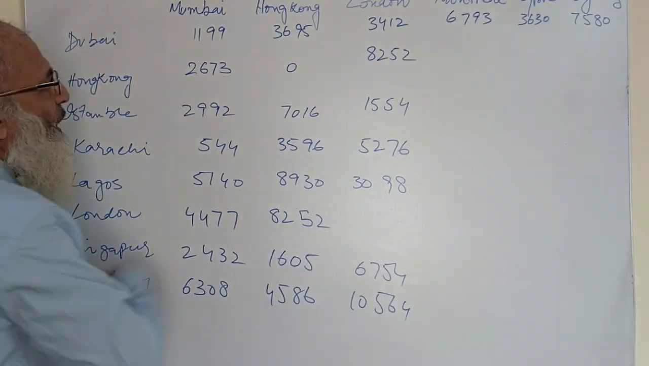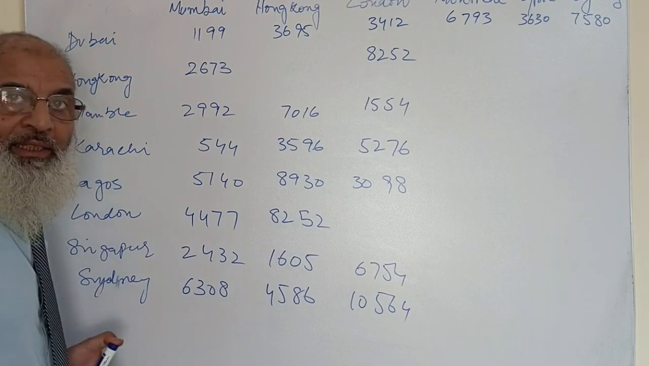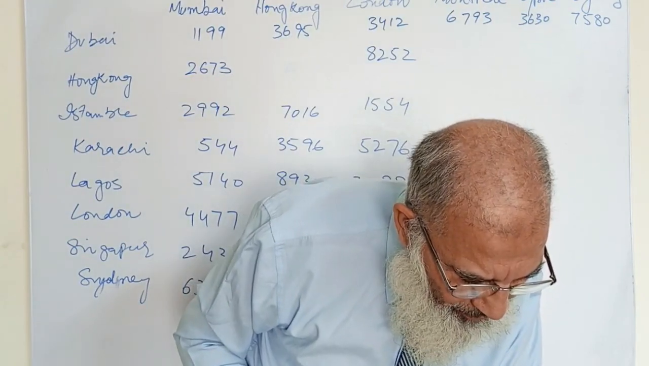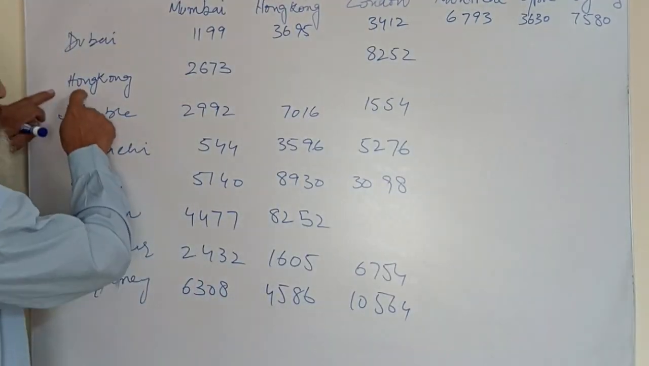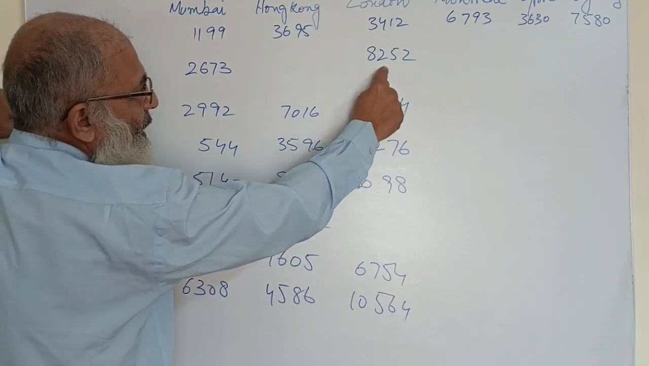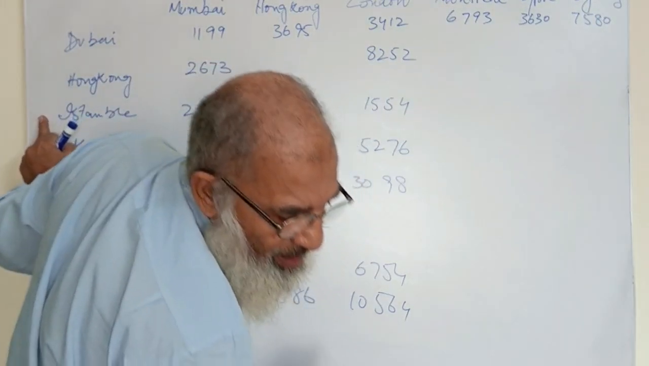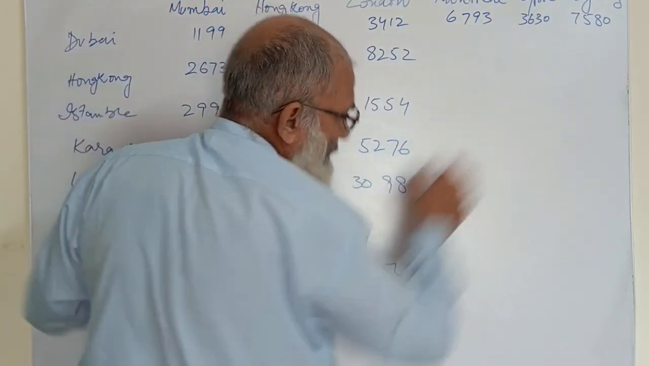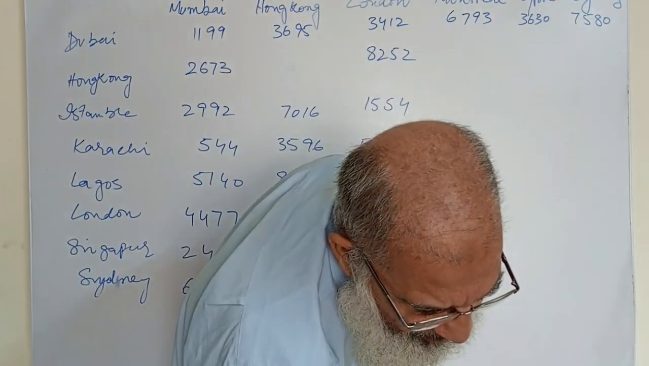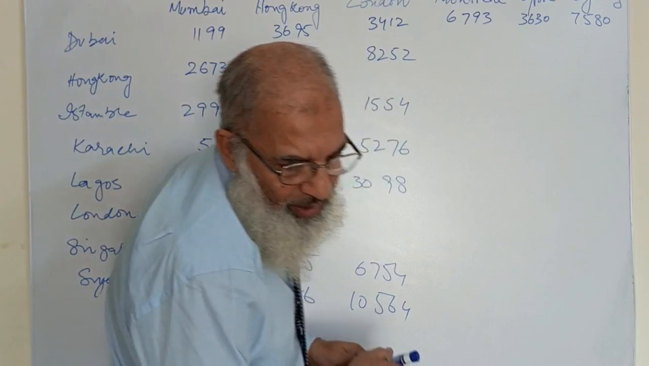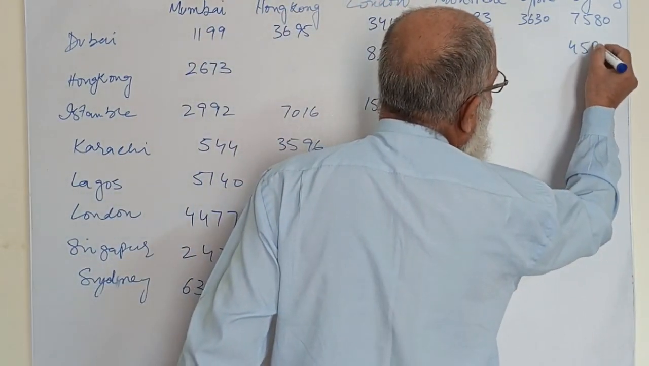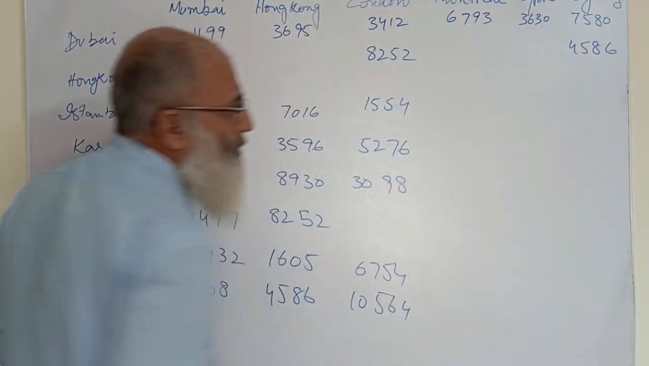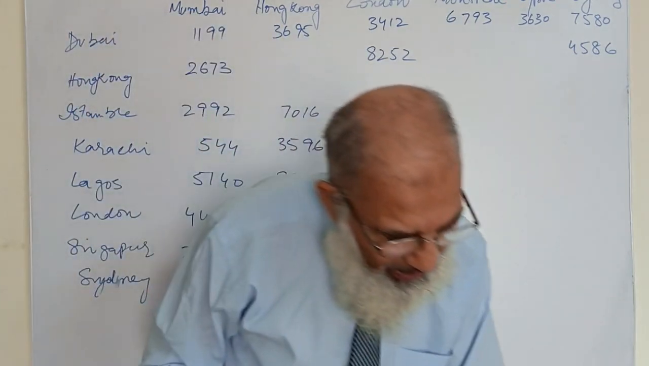Okay, so that's why this has been left blank. And from Hong Kong to London is 8,252, and Hong Kong to Sydney is 4,586. Now this Hong Kong to Sydney is 4,586. So there are some more questions.